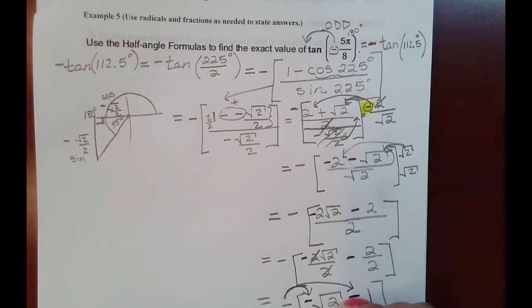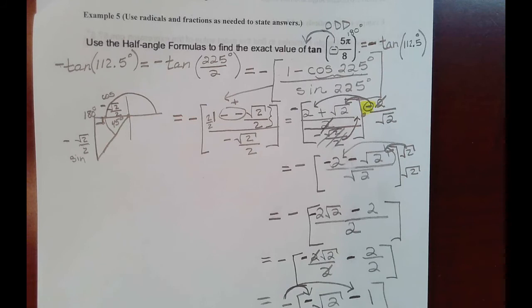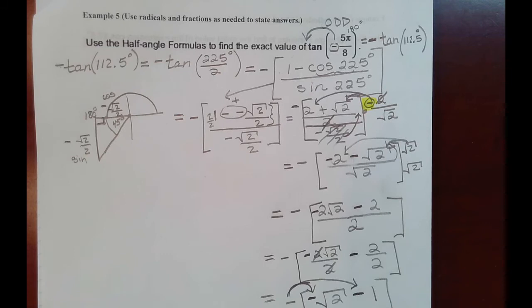Just be careful. Check over your answers like I'm doing at the end, because it's super easy to drop one of those negatives because there's so many floating around. So that is the final answer there: square root of 2 plus 1. Okay, making some headway here. So now we are going on to example 6.